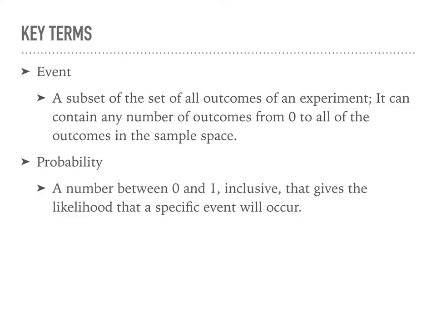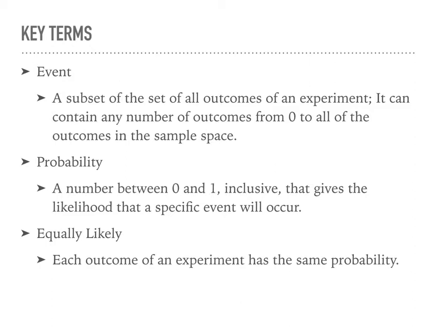Probability. Probability is a number between 0 and 1, inclusive, meaning it could equal 0 and it could equal 1, or anything between those two. This gives the likelihood that a specific event will occur. Equally likely means that each outcome of an experiment has the same probability. So these key terms will help us define what we are talking about as we move forward with probability.